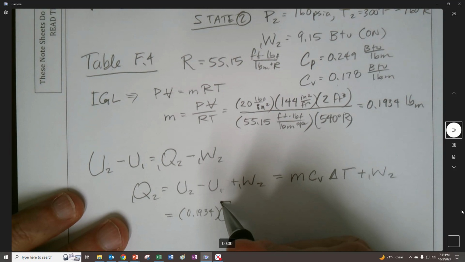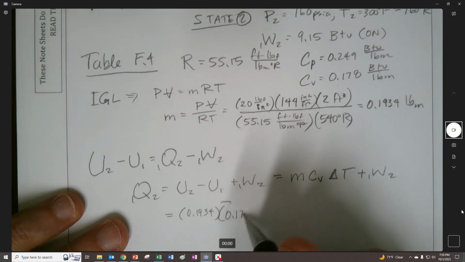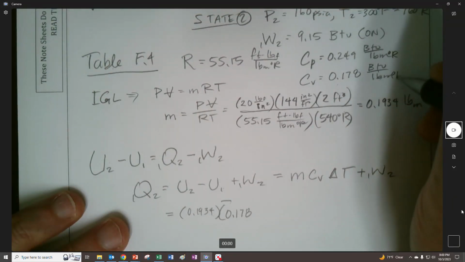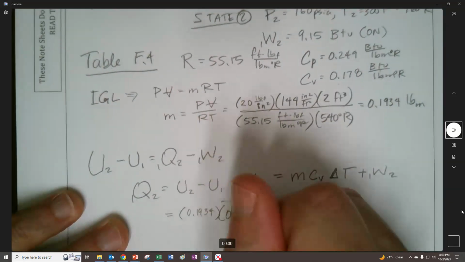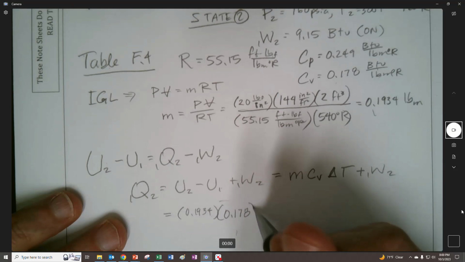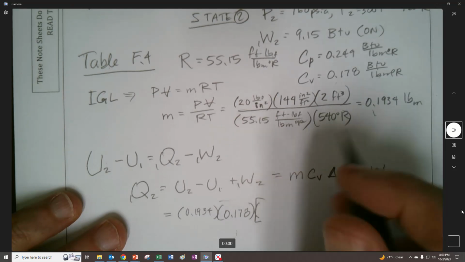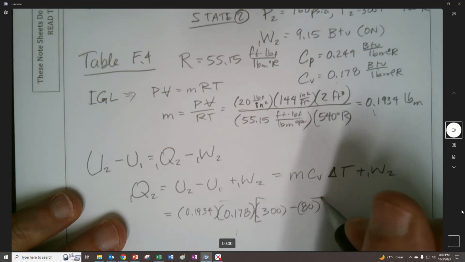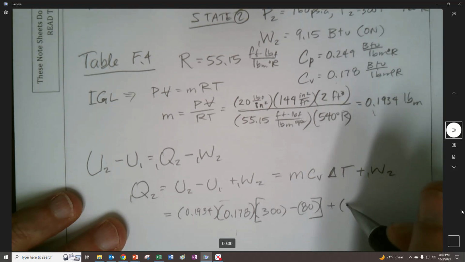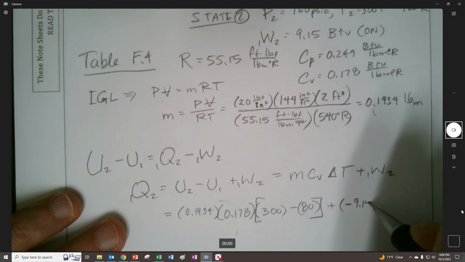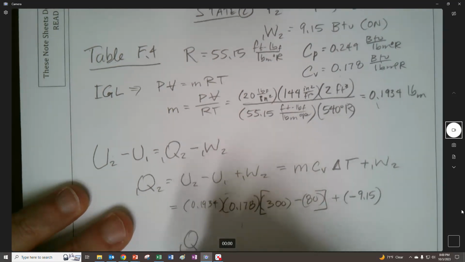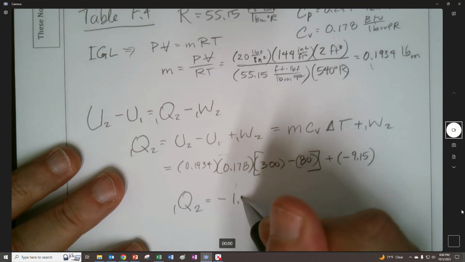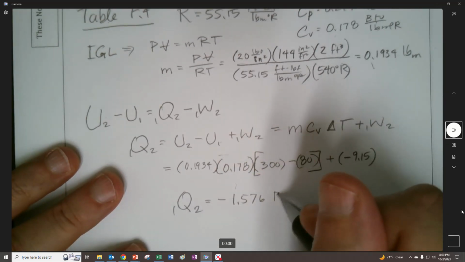I want the CV, sorry. 0.178 times the temperature difference in degrees Rankine. I'm sorry, it must have slipped my mind as I was going through here. We need to also multiply this by the temperature difference, and it doesn't matter because it's a difference that we're not using degrees Rankine here. And then this is going to be a negative 9.15 BTUs. And what we're going to find here is a negative 1.576.